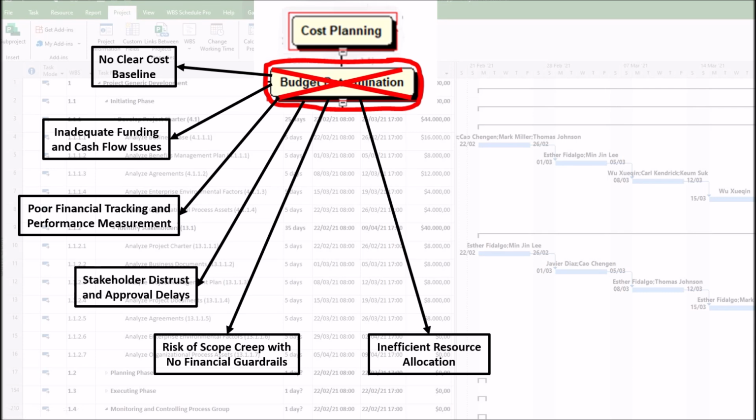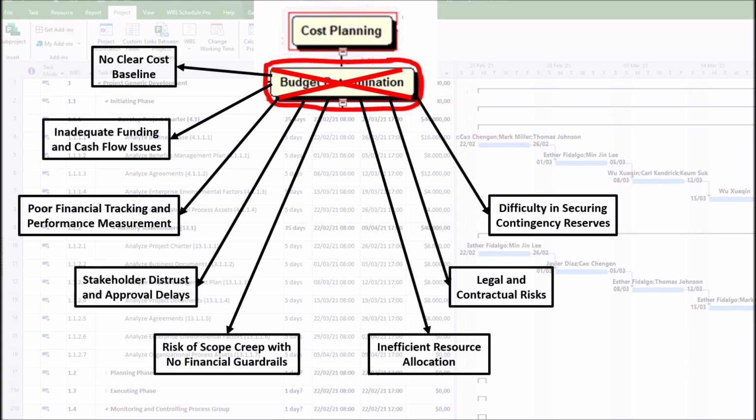6. Inefficient resource allocation. Funds may be misallocated to low-priority tasks while critical activities suffer. For example, a manufacturing project might overspend on machinery but underfund quality testing. 7. Legal and contractual risks. Fixed-price contracts require a defined budget because a failure to establish one can lead to disputes or penalties. For example, a vendor may charge extra if the project lacks a clear budget for deliverables.